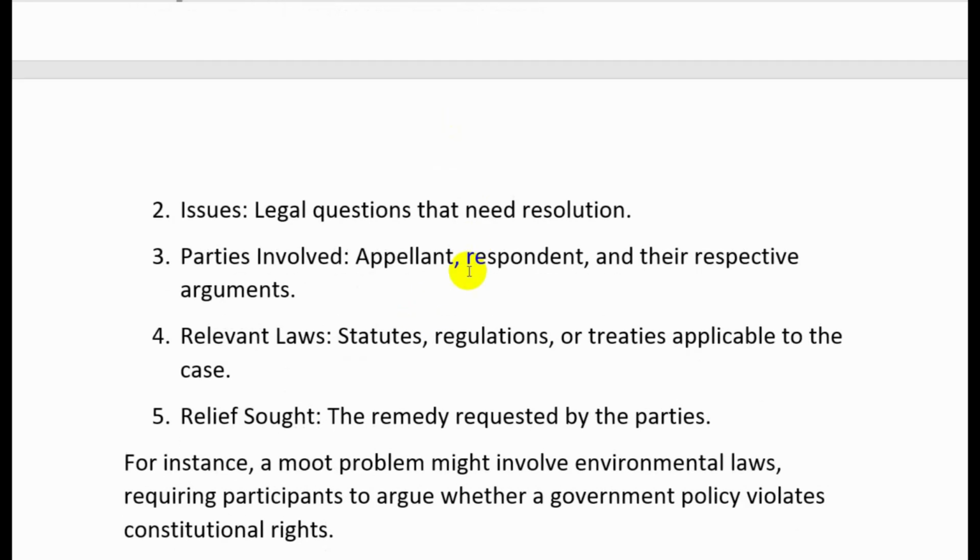Relevant laws, statutes, regulations, treaties applicable to the case. So we have to find out all of these, which are relevant laws for our case. Finally, the relief sought or the prayers, the remedy requested by the parties. What have we come to the court for, and what are we requesting now?